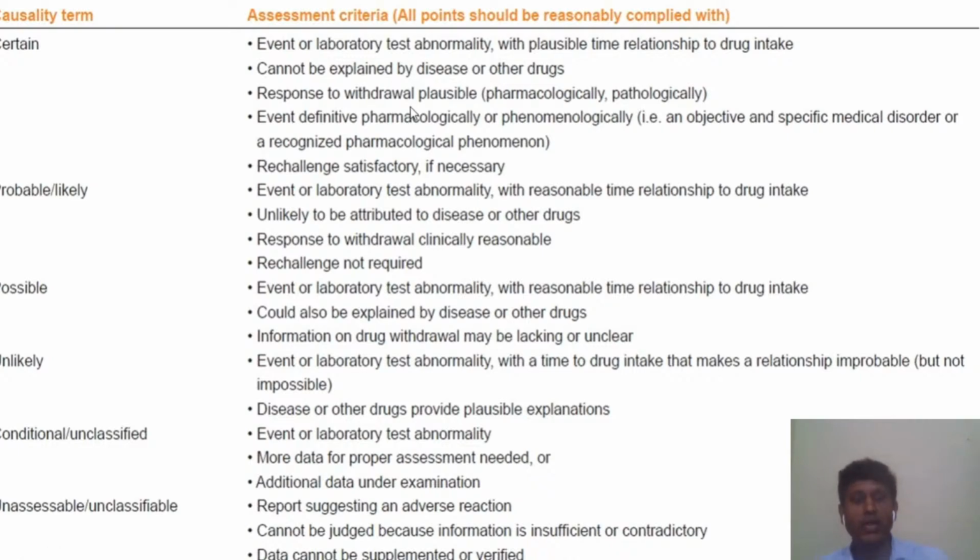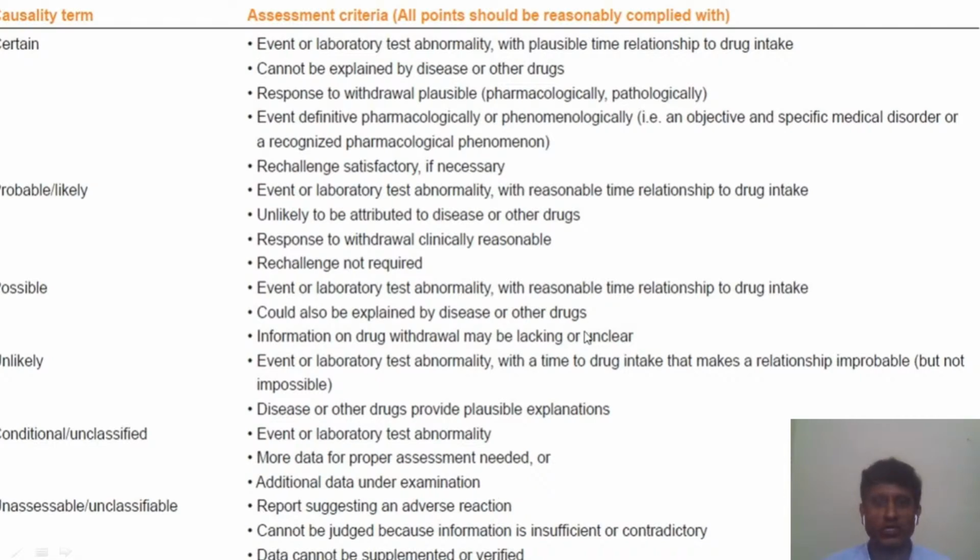When we take out the drug, whether the reaction persists, can we explain that pharmacologically or phenomenologically? Can we explain it is because of a specific medical disorder? That we need to consider. The last one is the rechallenge. That is, we have stopped the drug and then we are giving it again and seeing whether that particular reaction occurs. Only after all these criteria are met with positive results do we call it certain. Otherwise, it slightly comes down. We might call it probable. Then there is unlikely and clinically reasonable response, so it scales down until it is unassessable, where the report suggesting an adverse reaction cannot be judged because information is insufficient or contradictory, or data cannot be supplemented or verified. We do not have the data.